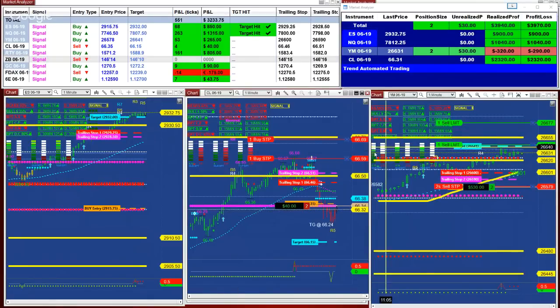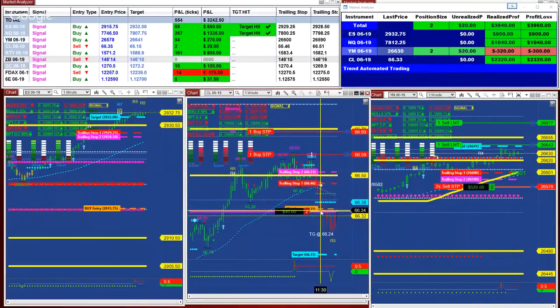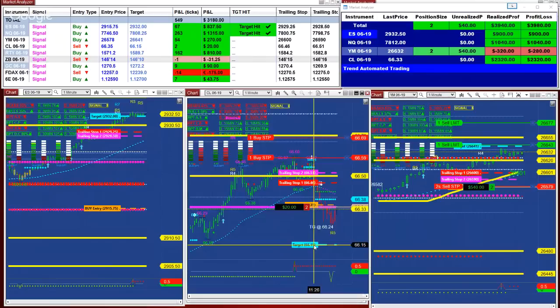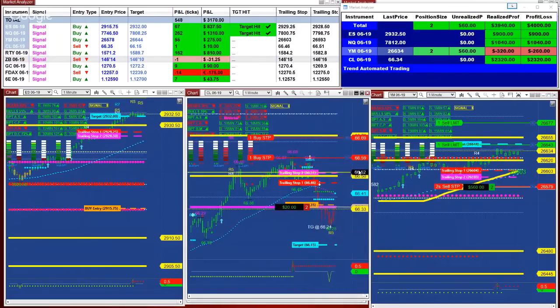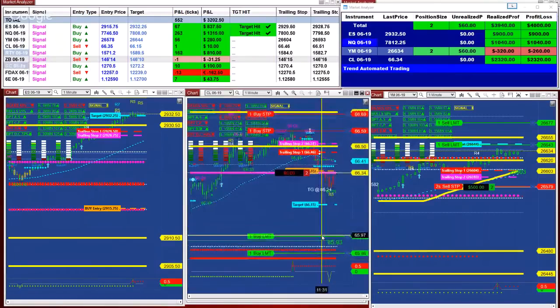As you notice, the CL came into the entry point because the support line became a resistance. The resistance is 66.34, and the target is very small, 66.15, and we are expecting it to go all the way down to 65.96. So we'll see.